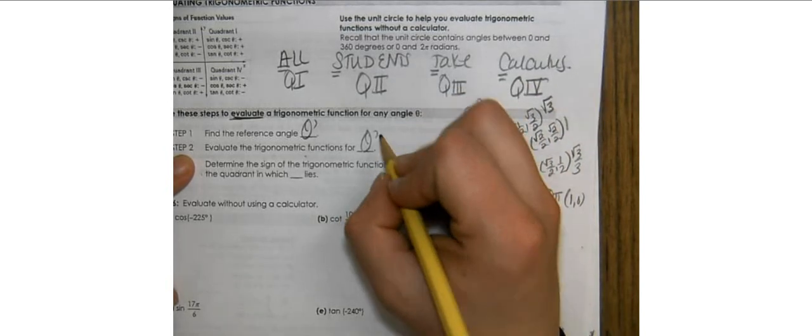We want to evaluate the trigonometric functions for any angle. The first thing that you want to do is identify your reference angle. What type of angle are you talking about? What category does it fall into? The next thing you want to do is evaluate the trigonometric functions for theta. So you want to identify the ordered pair that we're working with, whatever that ordered pair might be.